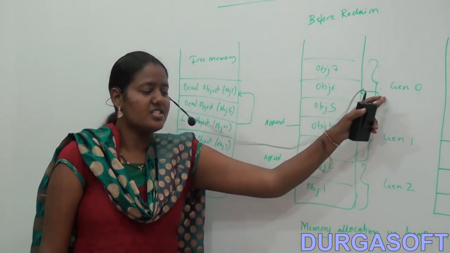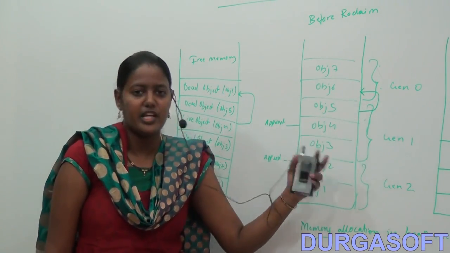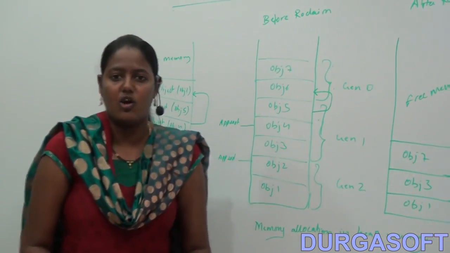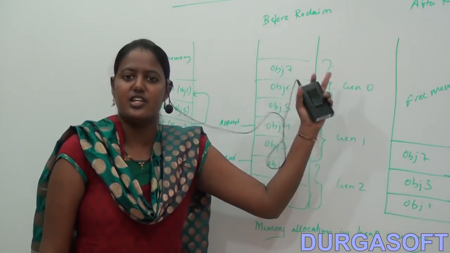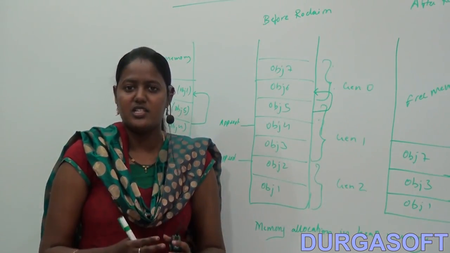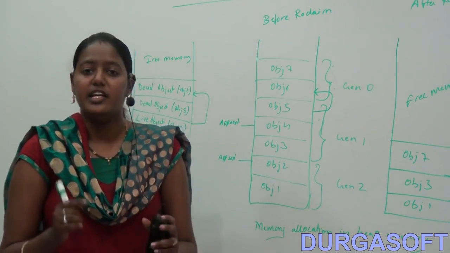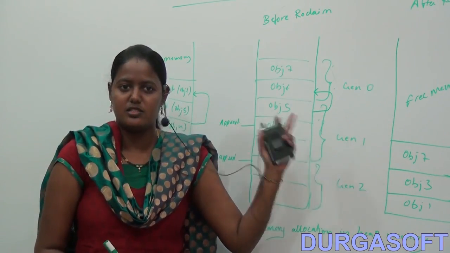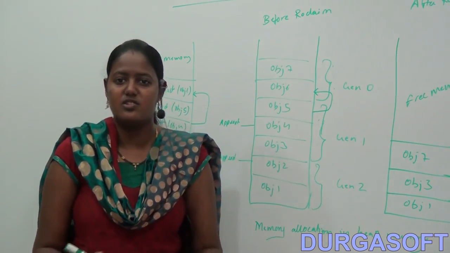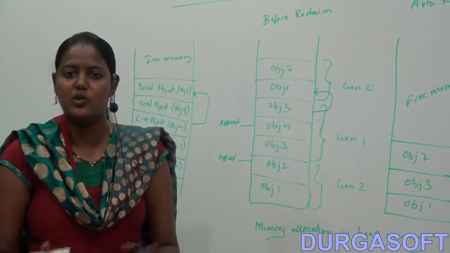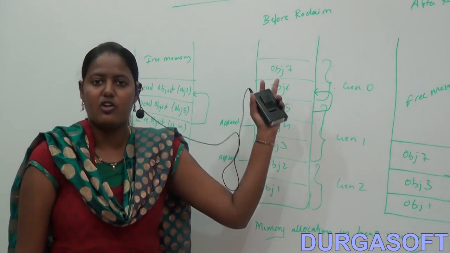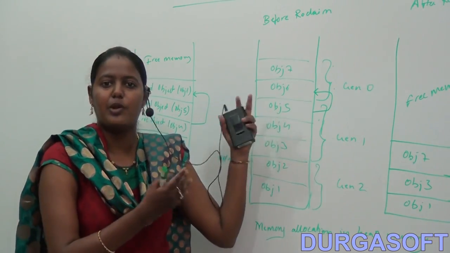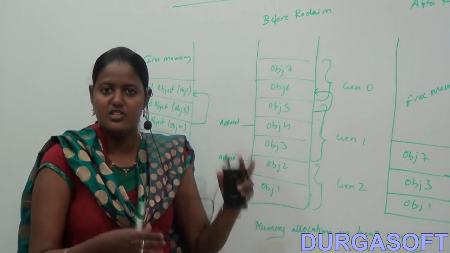Generation 0 is the youngest generation, and all newly created objects are allocated memory in generation 0 itself. Whenever an object is created with the new operator, it is allocated in generation 0 only. If generation 0 has sufficient memory, there is no problem and the memory is allocated directly. If not, you promote the generation 0 objects to generation 1.